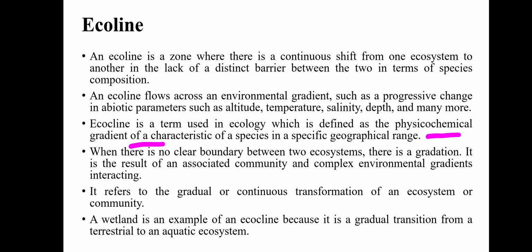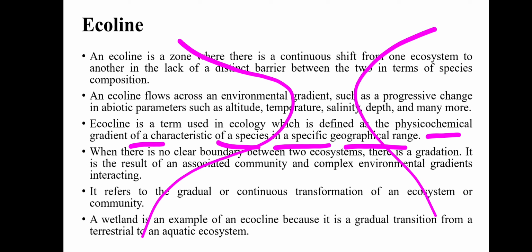What is the meaning of gradient? Gradient means difference. Temperature difference, pH gradient, pH difference, temperature difference. So gradient of characteristic of species in a specific geographical range. Suppose it is one ecosystem, it is another. There is no strict boundary.